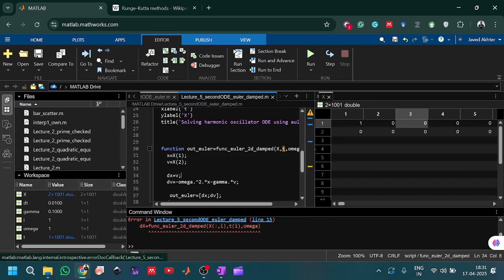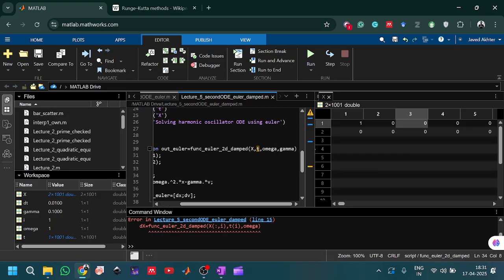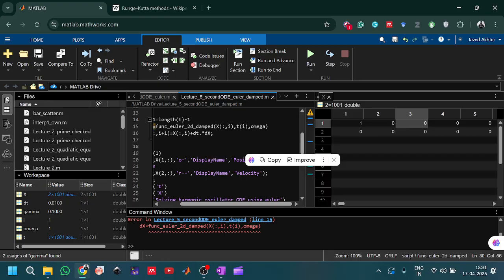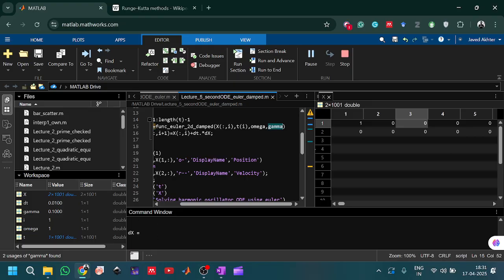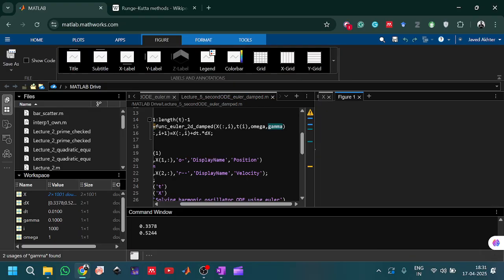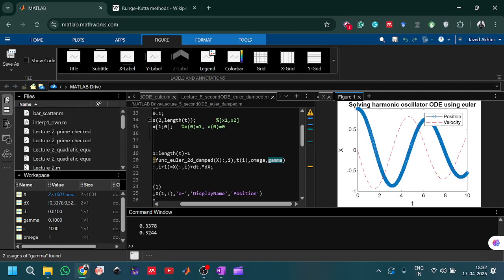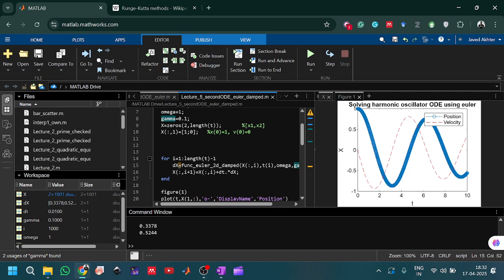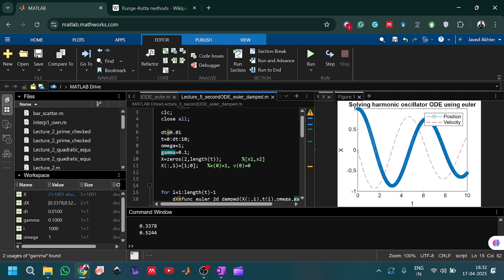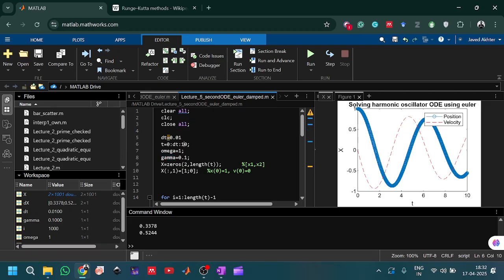Okay, some error. Here you have four input arguments for the function, so you have to specify the fourth one also, gamma. Let me run it. Yeah, you can see that it is decreasing. Let me increase the time more so that you can see the decreasing behavior, to 50.